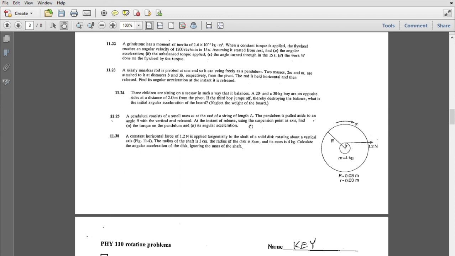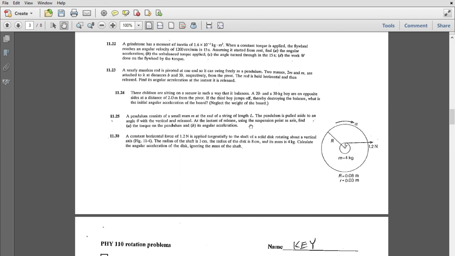The force is going to be little m times g, and if it's pulled aside to an angle theta, its moment arm is going to be L times the sine of theta. L times the sine of theta gives the moment arm for the force. So the net torque, or the gravitational torque on it, is going to be little m times g times L sine theta.